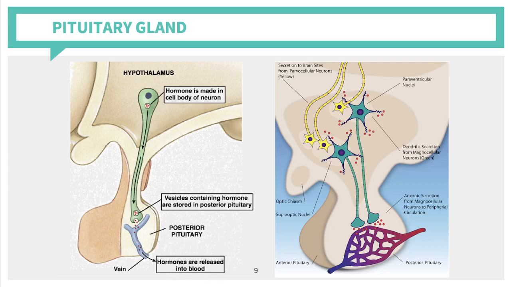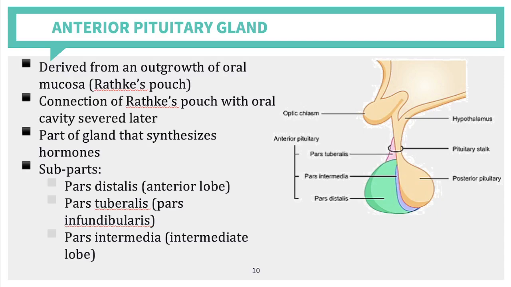Okay? Now, let's start first with your anterior pituitary gland. We're only at the introduction. It seems like a lot of information, Doc. Let's take it slowly and simplify. Okay? The anterior pituitary gland is derived from the outgrowth of your oral mucosa, our Rathke's pouch. The connection of your Rathke's pouch with your oral cavity is severed later. Okay? These are the parts of the gland that synthesize hormones.